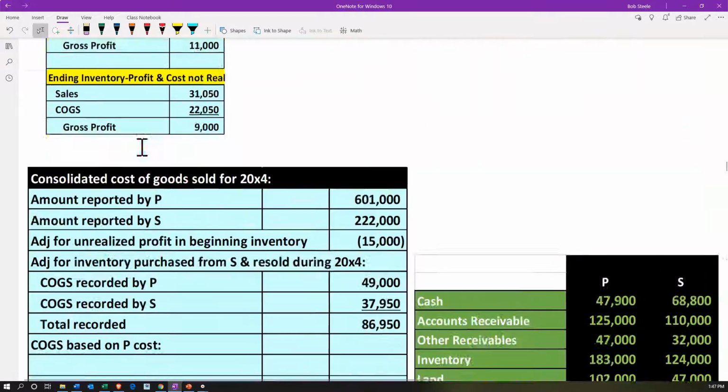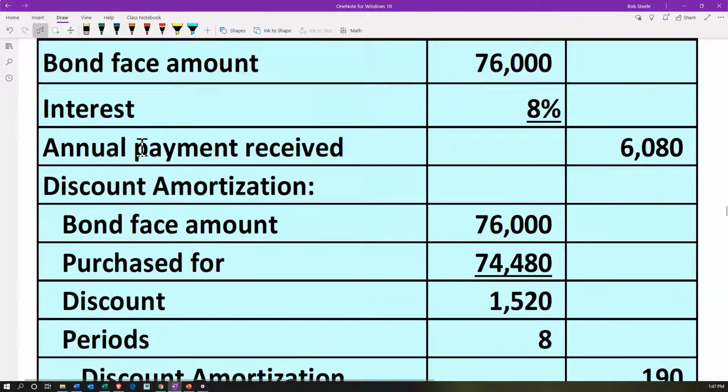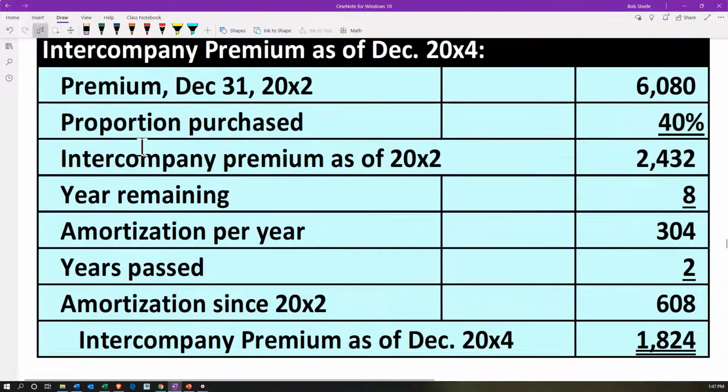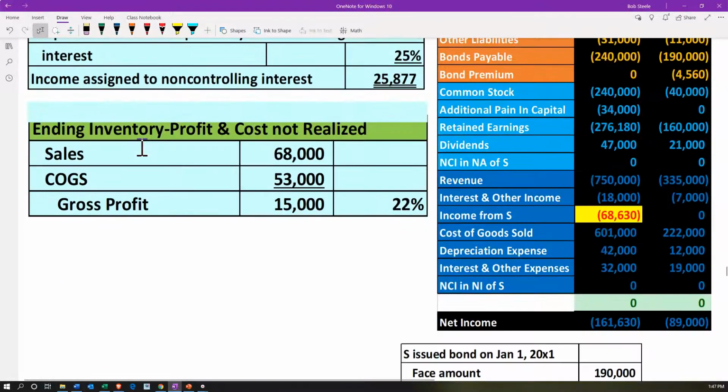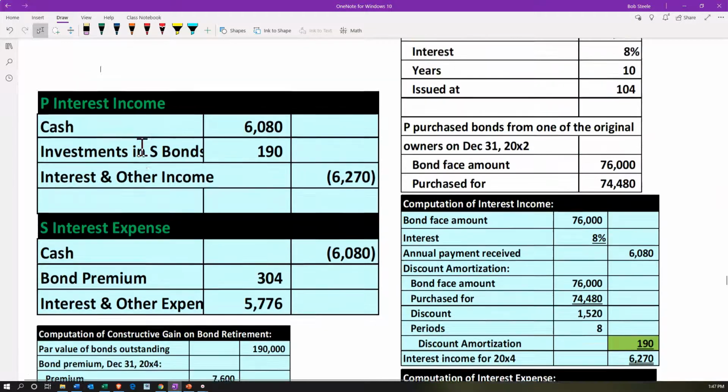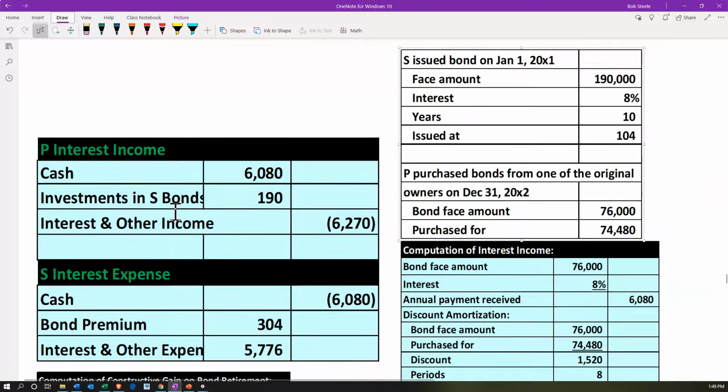We're going to go all the way down to the current component we are at, which is taking a look at some of the actual journal entries. So this is where we're at here. We're going to be considering the effect of these intercompany bonds, and we want to think about them in terms of a journal entry component so that we can use that to do our consolidation entries and elimination entries. So we want to think about the P interest income journal entry and the S interest expense.